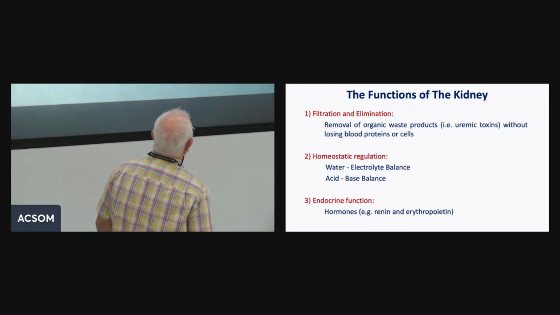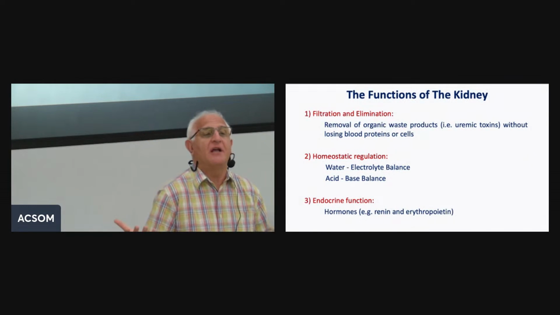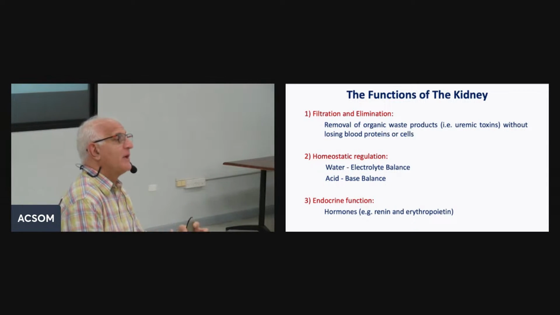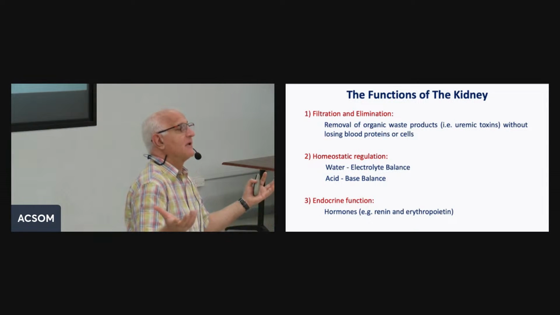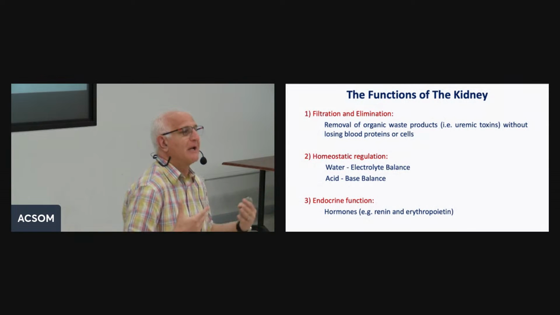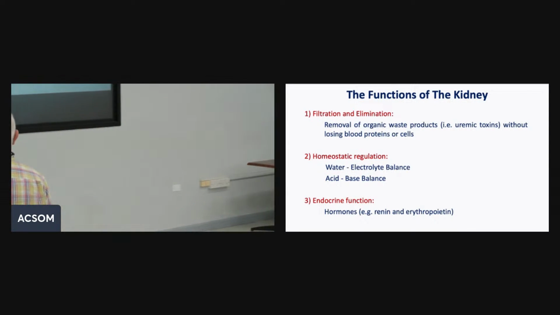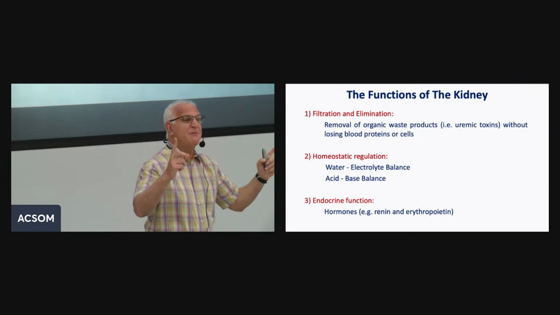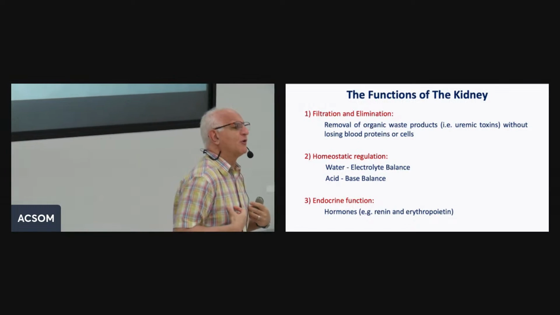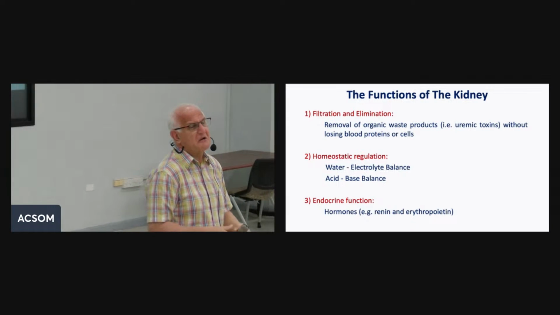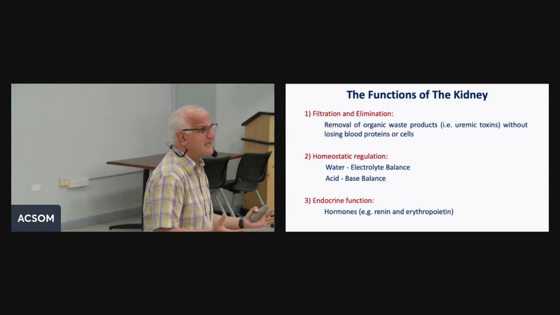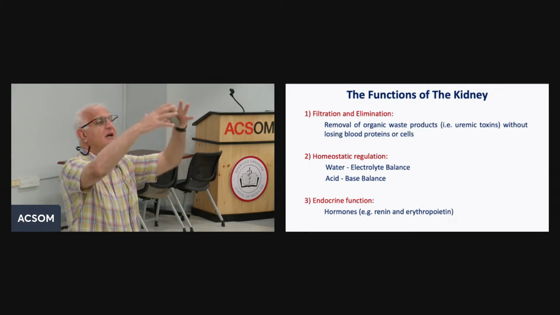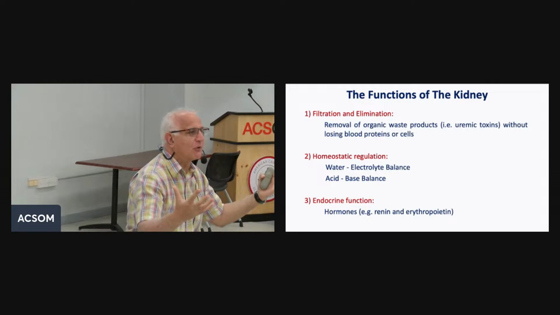It says removal of organic waste products. As we are alive, we are metabolizing things. As we metabolize things, there will be some waste products. That's the bottom line: if you are alive, you will have waste products. That's number one. But the trick is what we call uremic toxins. If you ask me what uremic toxins are, I tell you they're a long list. Some people say 60, some people say more than that. Basically, it's a collection of things that are bad for us.